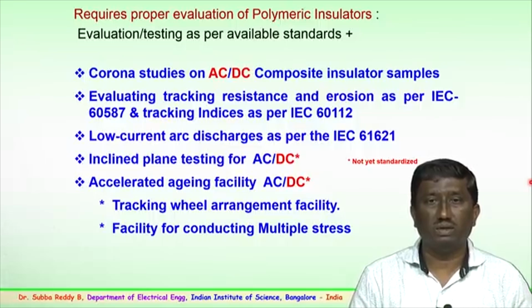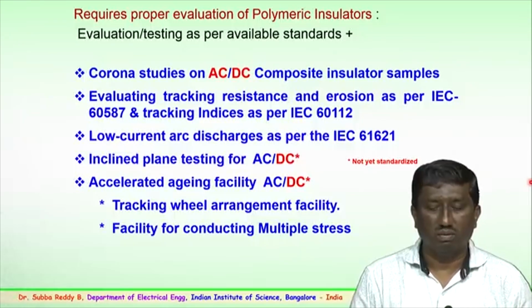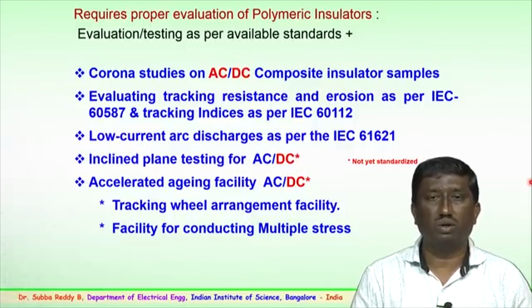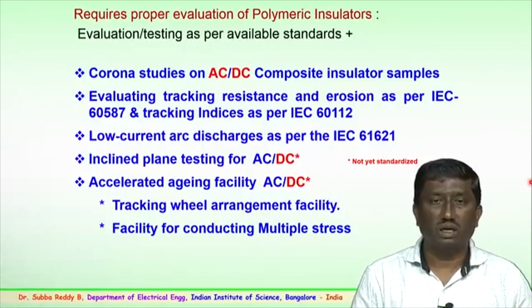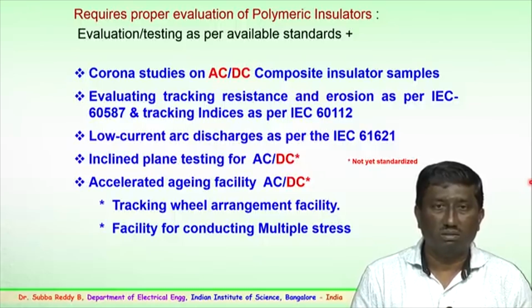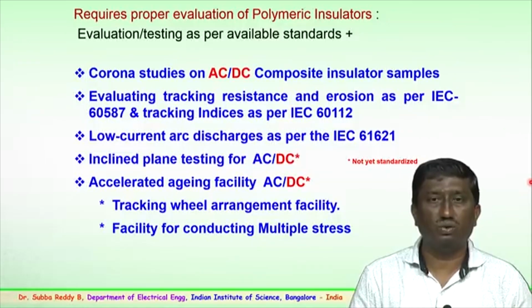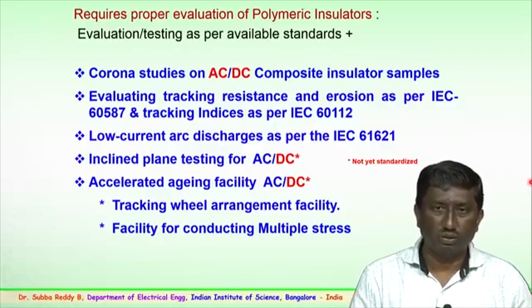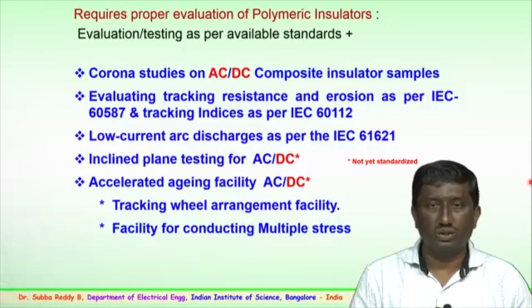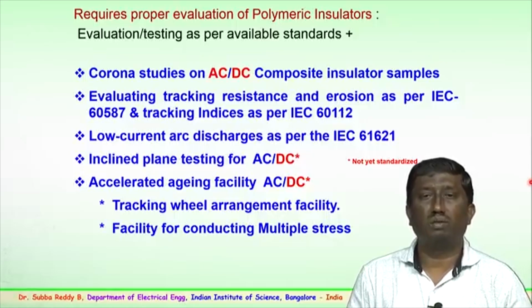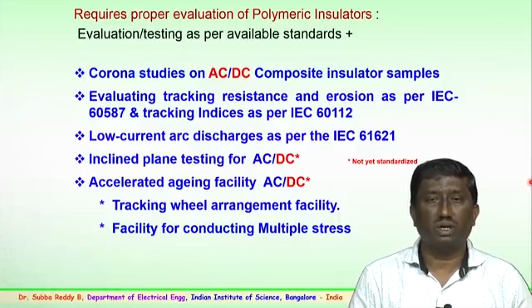Similarly, the accelerated aging facility is for the long term performance of polymer or composite insulators. Here, accelerated means we apply a slightly higher voltage and higher parameters than the standard specifications, and see whether the insulator will be able to withstand over a period of time. Here again, for both AC and DC, in particular for DC, the standard for accelerated aging still has to be evolved. For the tracking wheel arrangement, standards are available for AC, DC is not yet standardized. For the facility for conducting multiple stresses, you have a standard for AC, DC has to be done.